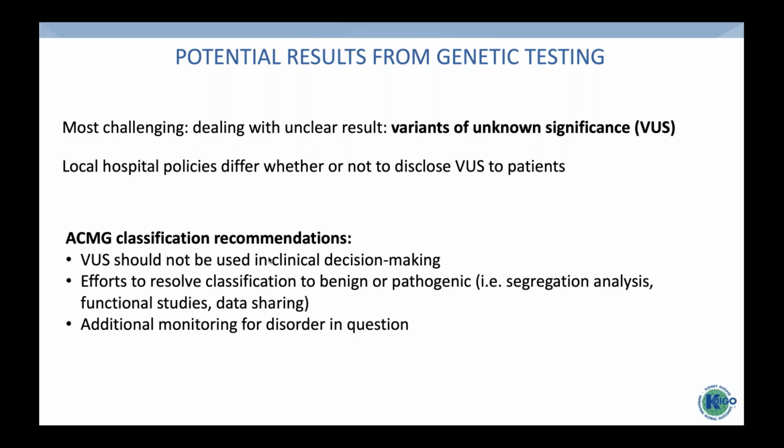Some key things from ACMG recommendations that should always be remembered by us, I think, in our practice is certainly that, first of all, these variants of uncertain significance should not be used in clinical decision making. And efforts to resolve its classification to benign or pathogenic can be undertaken, but obviously with forethought being put to that. And also, it may prompt further monitoring or investigation for the disorder which happens to be in question in that specific scenario.